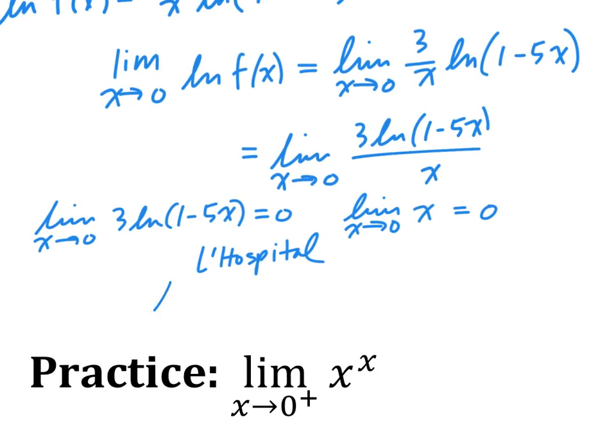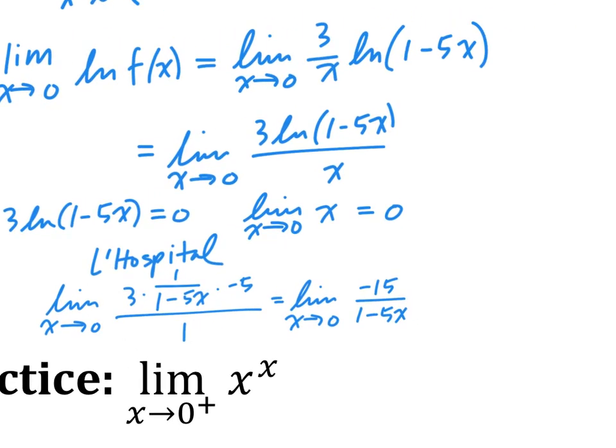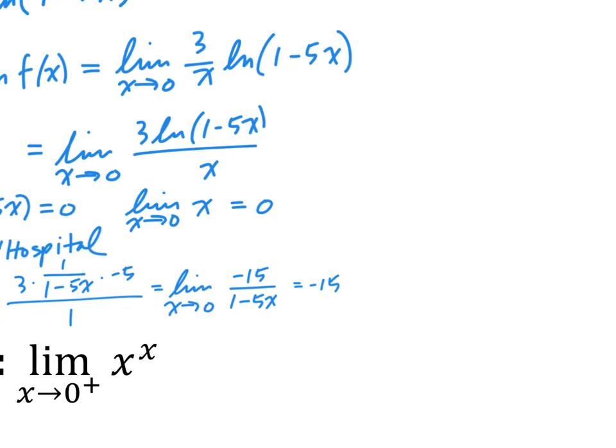So the derivative of the numerator is going to be 3 times 1 over 1 minus 5x times negative 5. Derivative of the denominator is 1. Okay, simplifying that a little bit. Limit as x goes to 0 of negative 15 over 1 minus 5x. Plugging in 0, you're going to get negative 15. So the limit looks like it's going to negative 15.